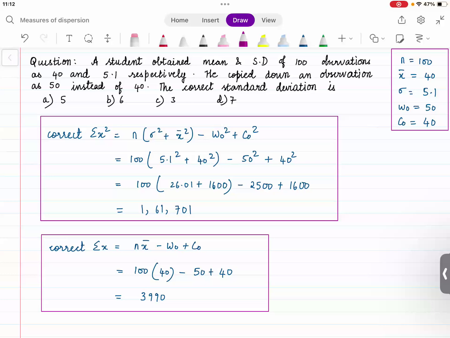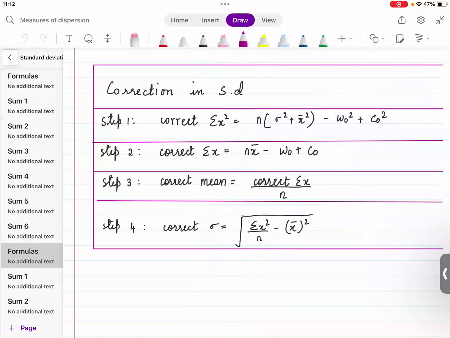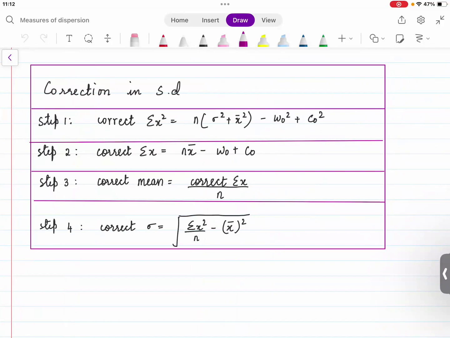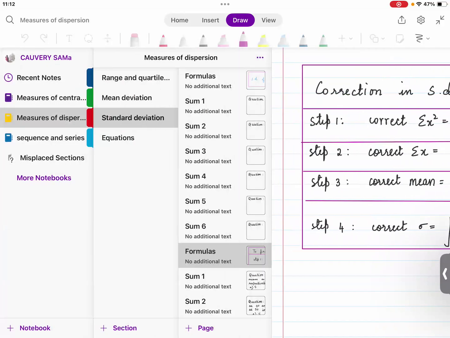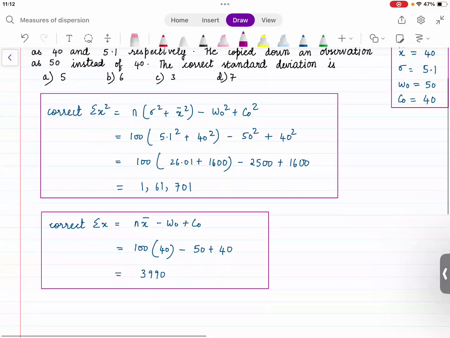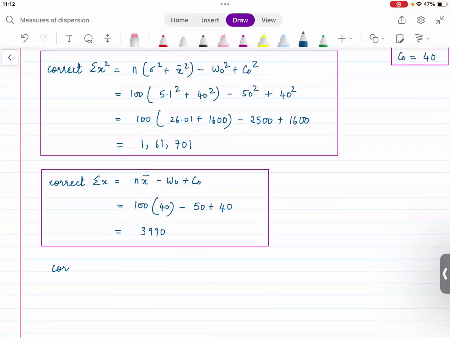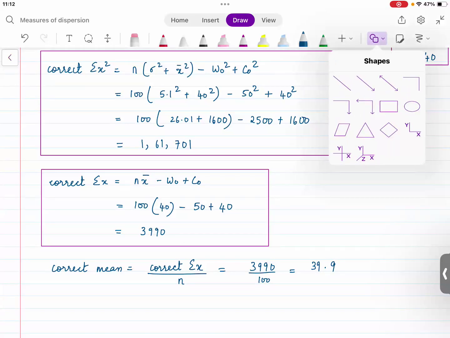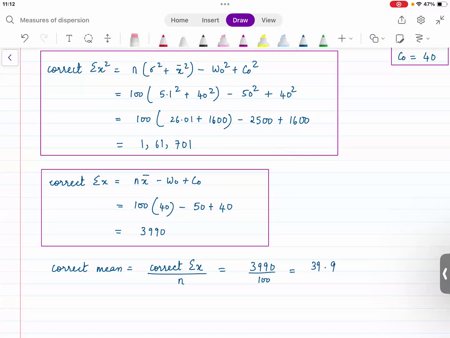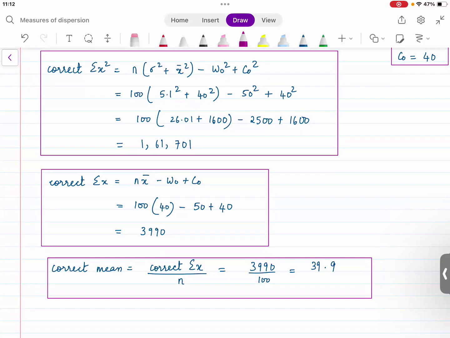Let us go to step 3. What is step 3? We have to find the correct value of mean, which is equal to correct summation x by n. What is correct mean value? We have to use correct summation divided by n. So what is the correct summation x? It is 3990 divided by 100. So it should have been 39.9. Right? The correct mean should have been 39.9. So step 3 also we have calculated.